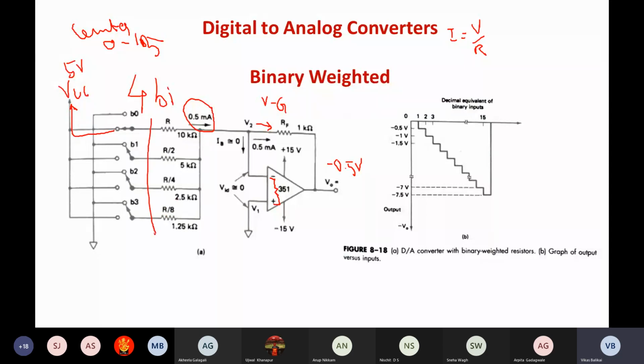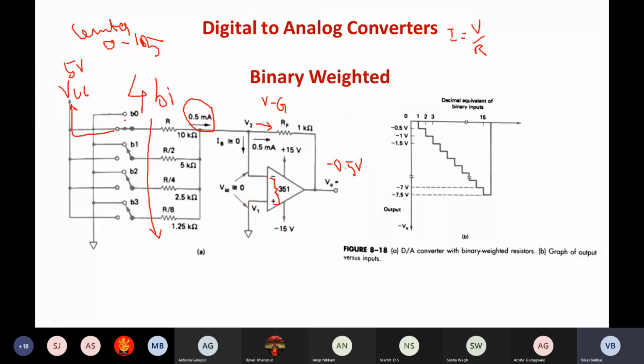For this reason, we call this entire setup binary weighted. The resistors are in a weighted form, 10K, 5K, and so on. So I can have n-bit conversion happening over here, and accordingly I can choose n different binary weighted resistors, arranged in this particular way, and I will be able to get the analog voltage over here.